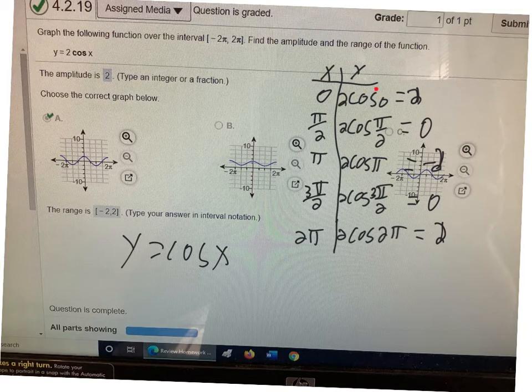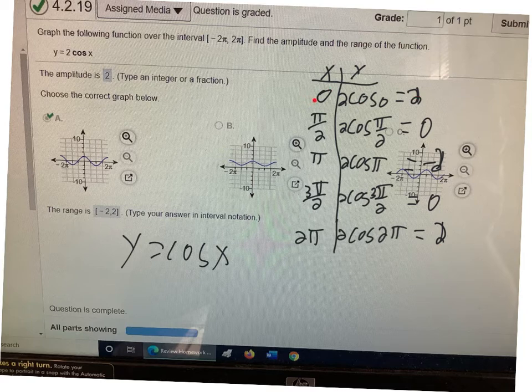You can verify it with your calculator. Just make sure you're in radian mode. Cosine of pi halves times 2. Cosine of pi halves is 0, times 2 is 0. Cosine of pi is negative 1, times 2 is negative 2. Cosine of 3 pi halves is 0, times 2 is 0. Cosine of 2 pi, it's back to 1, times 2 is 2.